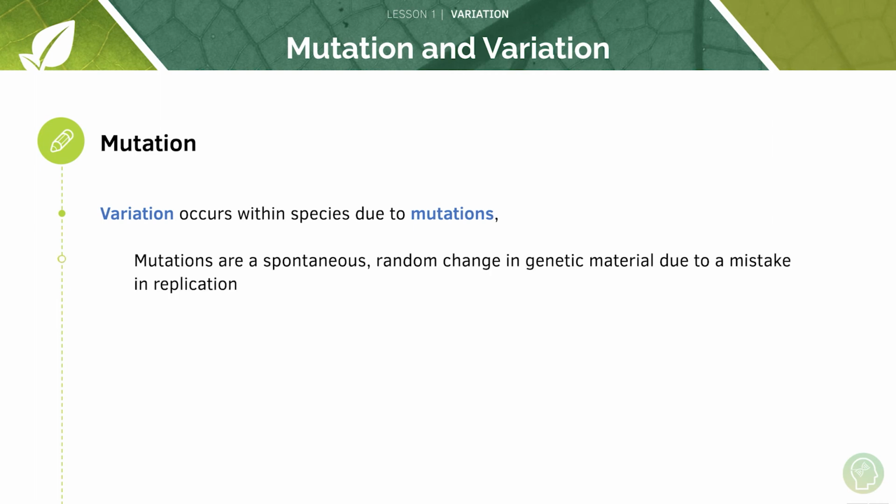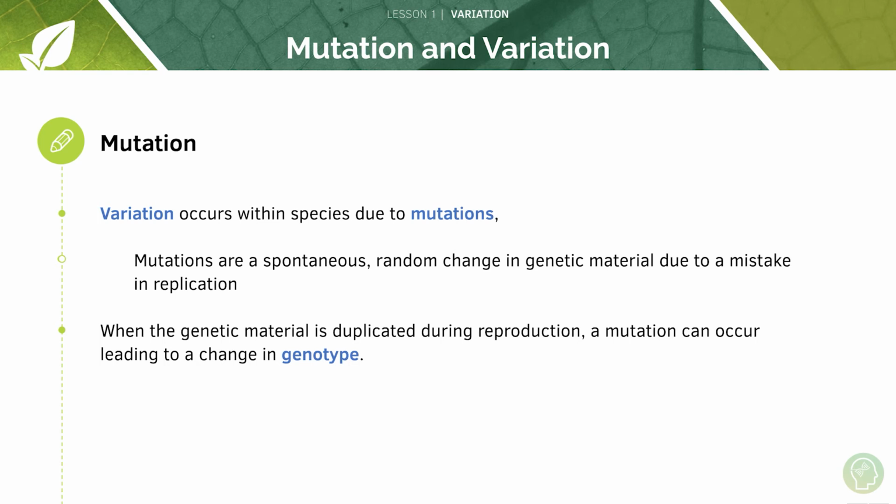Now, this is a key definition you need to remember here. So mutations are spontaneous random change in genetic material due to a mistake in replication. So make sure you include these words, spontaneous and random, because they occur randomly. That's the whole point of this concept, that they are random changes due to a mistake in replication, and therefore they can cause a change in the phenotype of the organism.